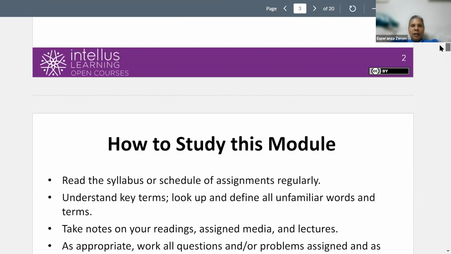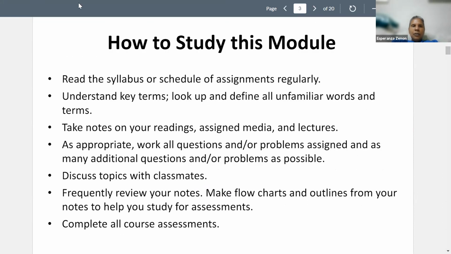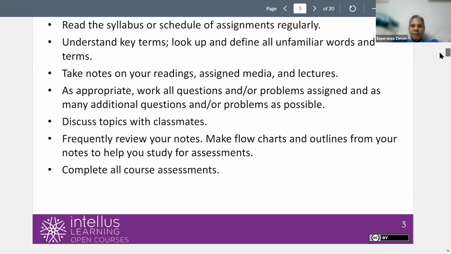All right. And also in every note packet, I always include this information on how to study, because I want you to be fluent in knowing how to successfully complete this material. All right.